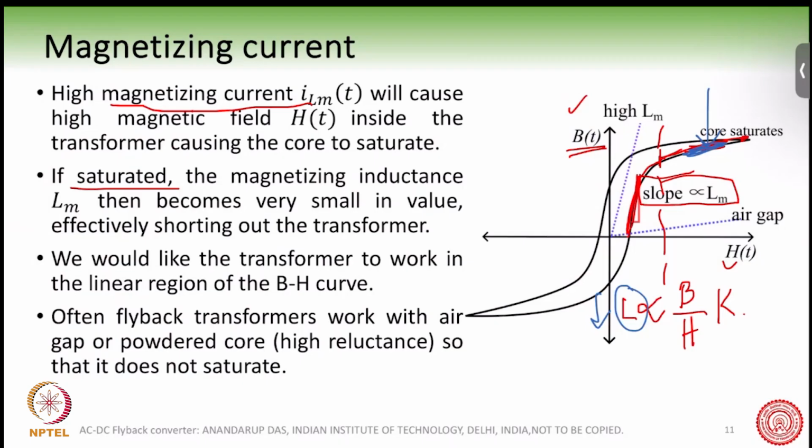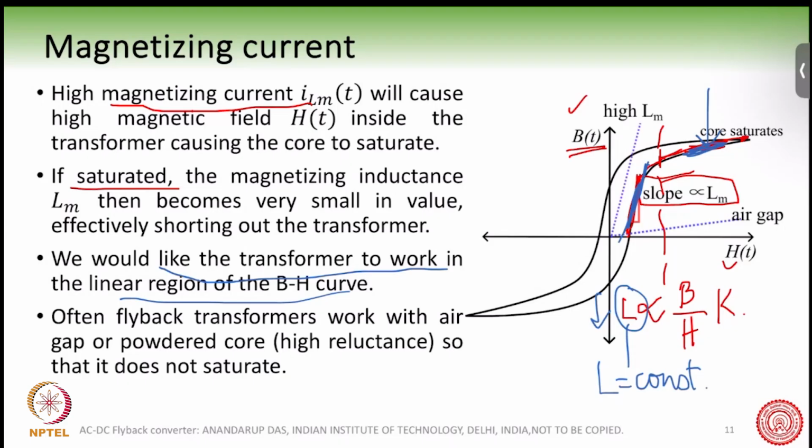Now, this has a lot of consequence in the operation of the flyback converter. And we would not like to have a variable L in all the equations and all the waveforms. That will make things very, very complicated to analyze. So we would like to have L equal to constant, and therefore we would like to work in this region where the slope is constant. We will always try to work there. We do not want saturation, so we would like the transformer to work in the linear region of the BH curve.